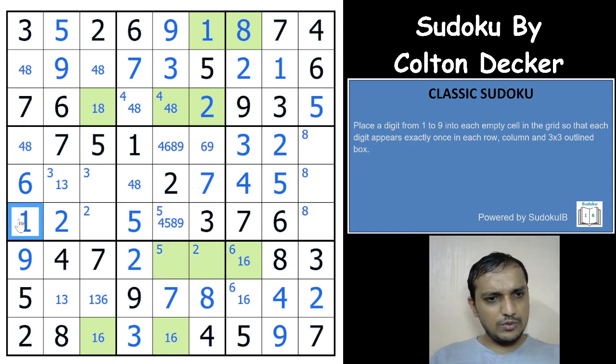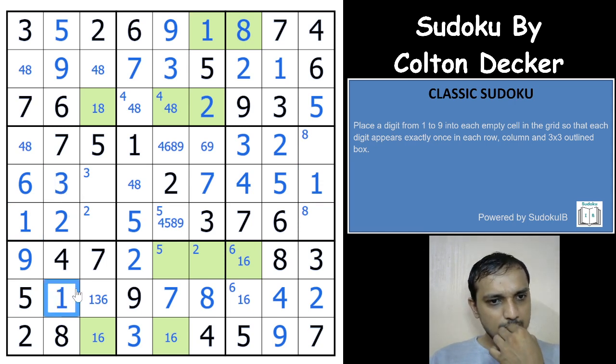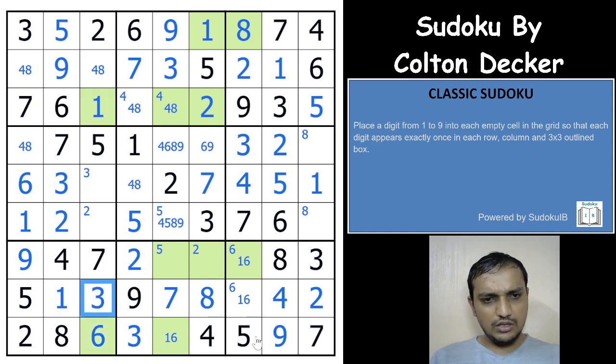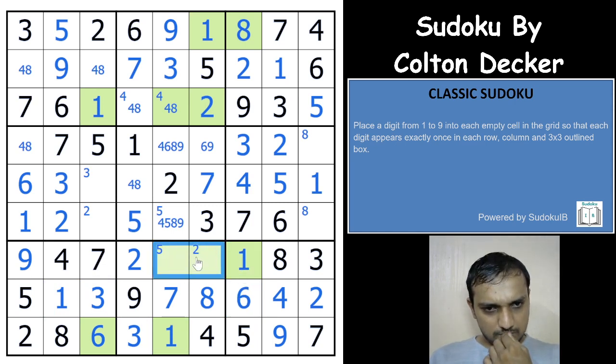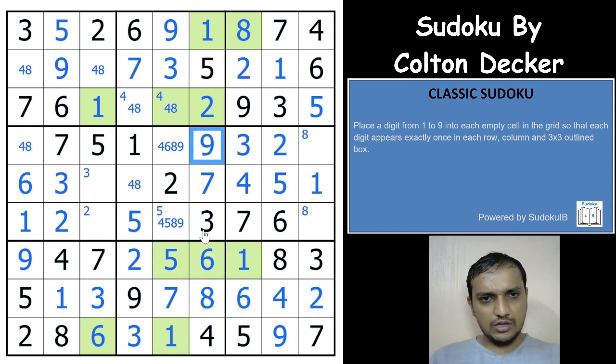So 1 would have to be here in this row. That gives you a 1 here. That one would give you a 3 here. 1 here. Oh, this 4, 8 actually gives you a 1 here. 6, 3, 1, 6 and 1. These are 6 and 5, right? So 5 and 6, that gives you a 9 here.